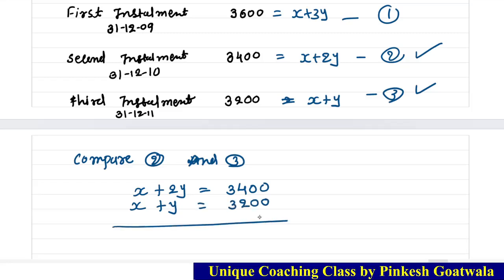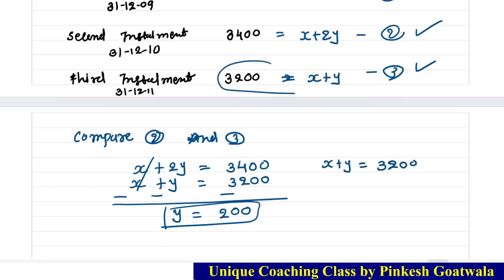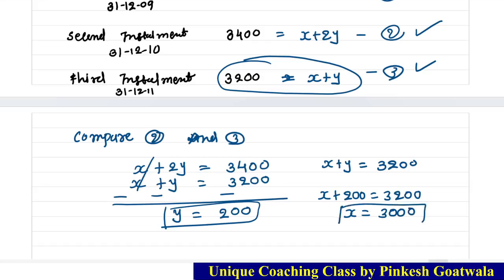Let's change the sign. So it will be deducted: 2y plus and y minus. So here only y remains, and here 3600 minus 3400 is 200. So here we get the amount of y. Now we get the amount of x. Let's put the value in the first equation. Okay, we put the value in this equation. Here we have the value of y as 200. Okay, the value of y is 200. So what will be the value of x? What will be the value of x? Plus 200. Here less. So here we get the value of x 3000 and the value of y 200.